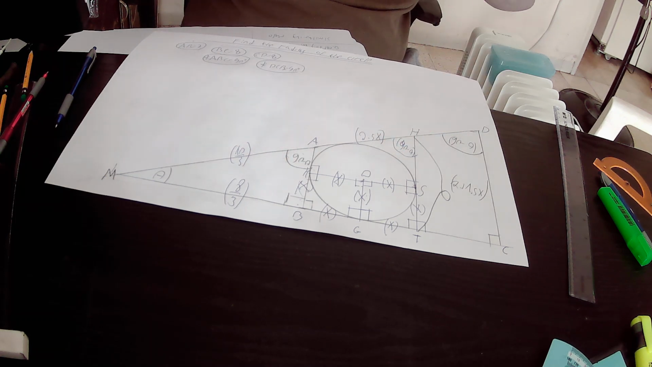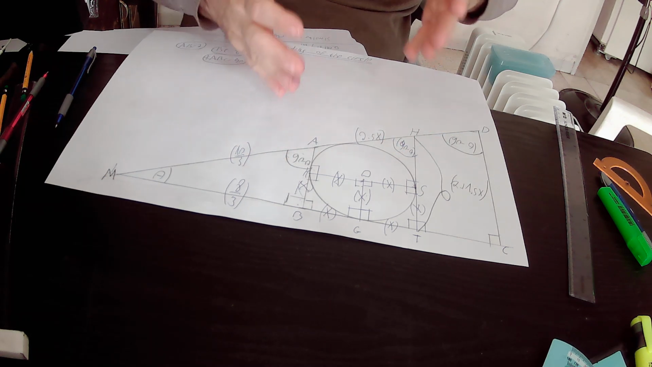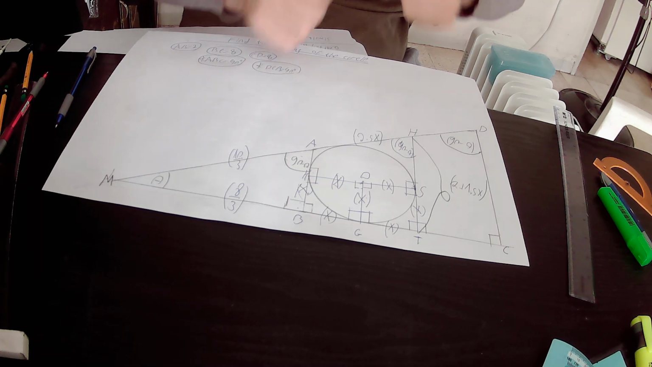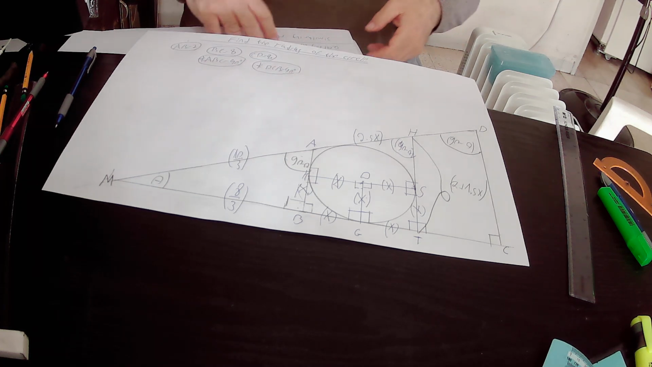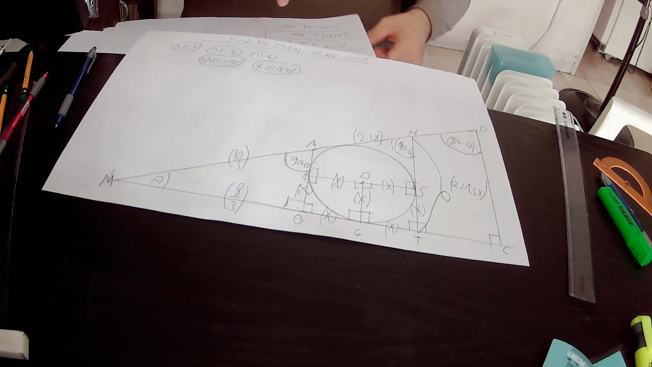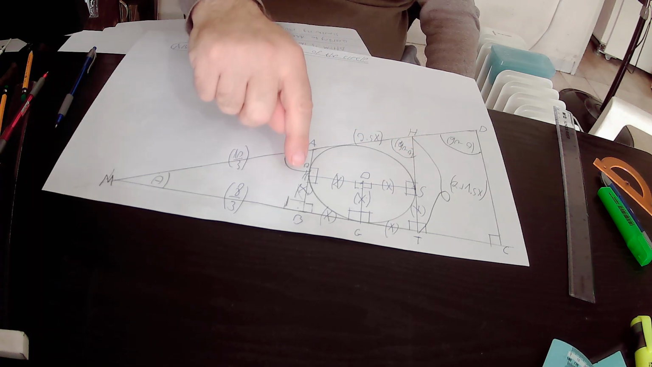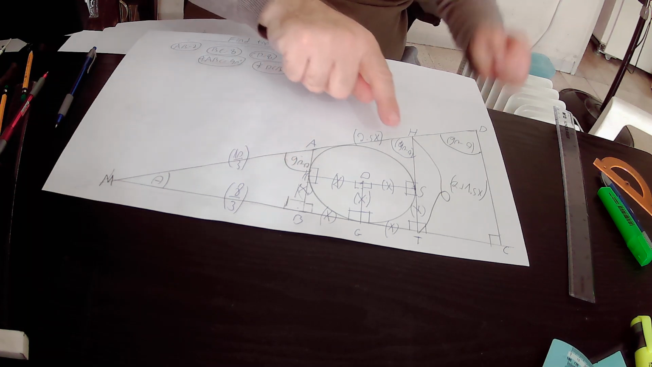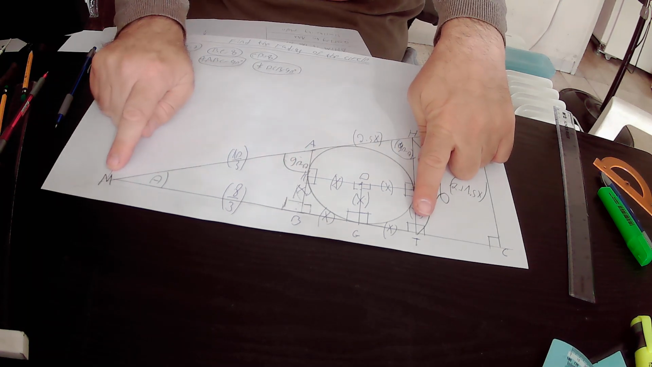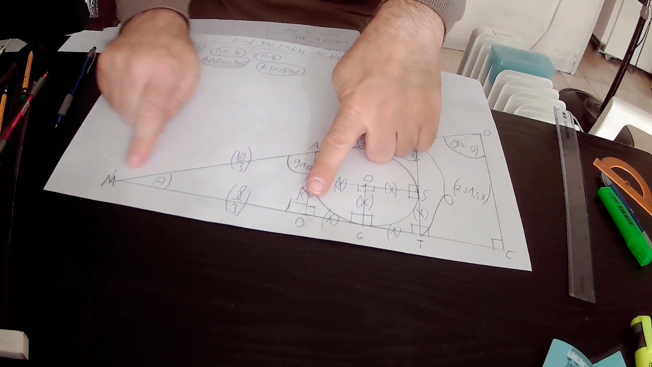And from the fact that those two right triangles are similar to each other, we derive that the following relationship exists between their sides. We derive that side HT on the big triangle over side AB in the small triangle equals side TM on the big triangle over side BM on the small triangle.